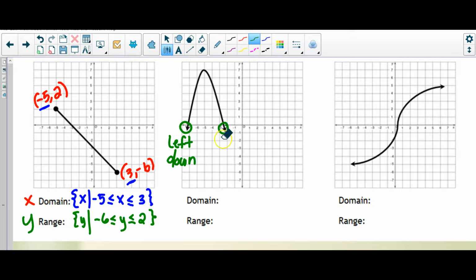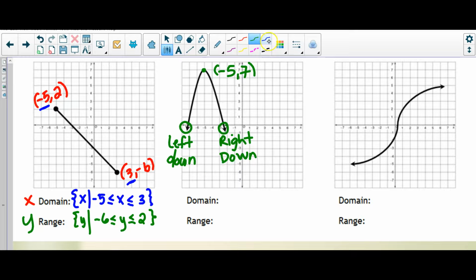So this arrow means I'm going to the right and I'm going down. Again, this is continuing in this direction and it's going to keep going down. One other important point is this point right here, and that's at -5, 7. That is important because that is the highest point on my graph. My graph doesn't go anywhere above that.